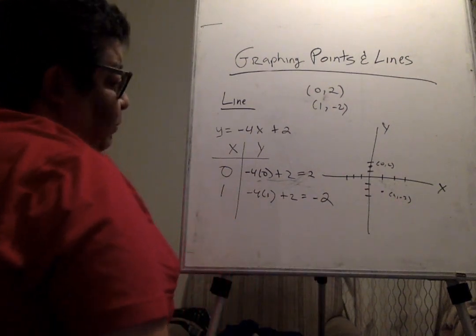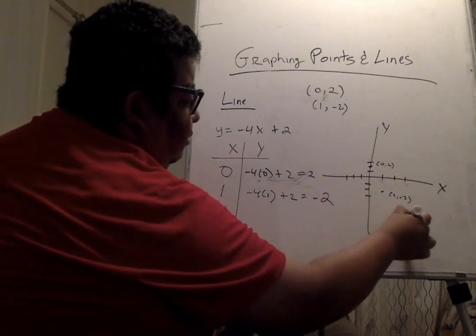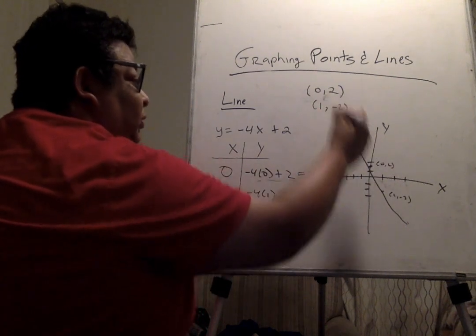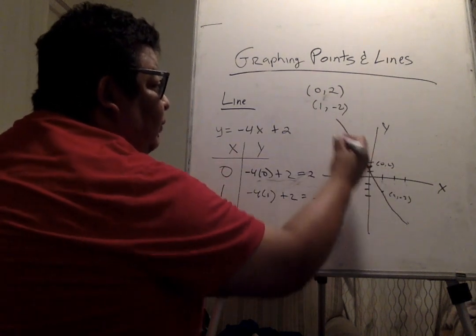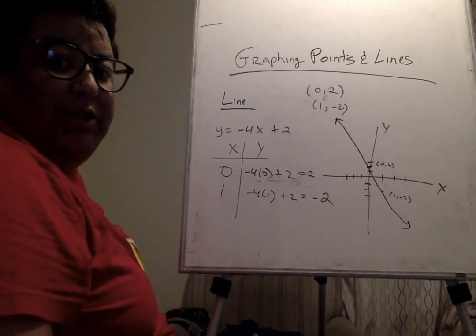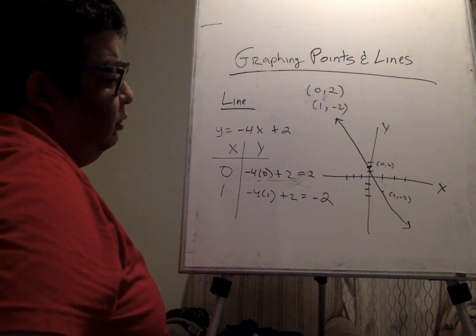Remember, what's the last step? Draw a line over the points, a straight line. Remember, draw the arrows. And that's the exercise. That's all you have to do for this one. You drew a line.